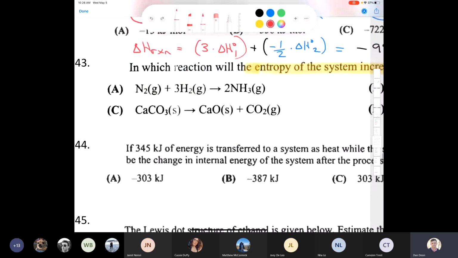However, in C, you start out with a solid, then you end up with a solid plus a gas. So this one is going to be an increase in S. Or you could say delta S is positive.